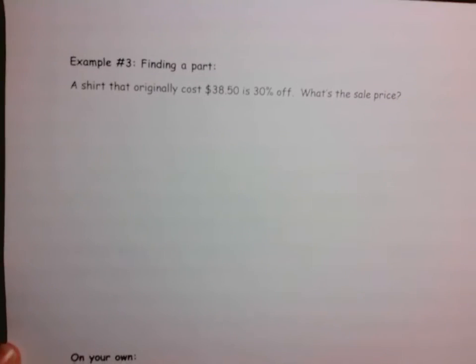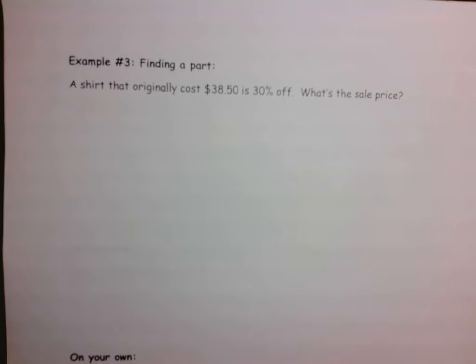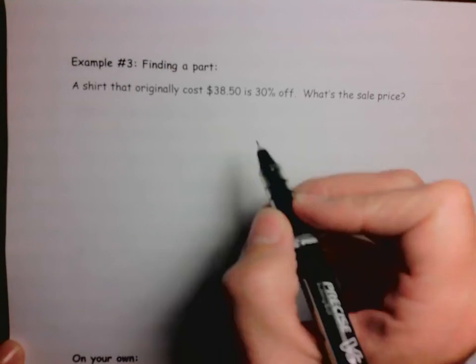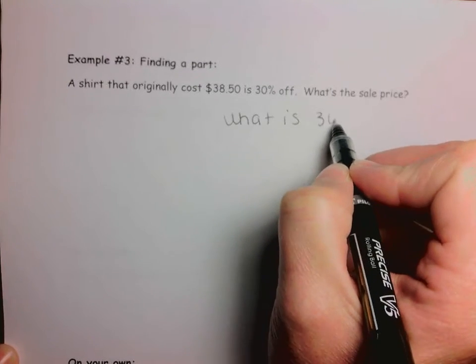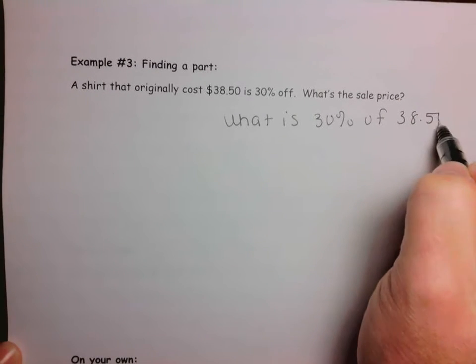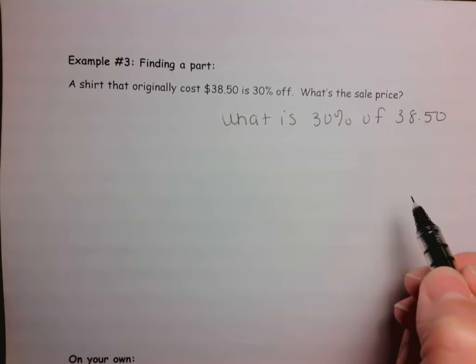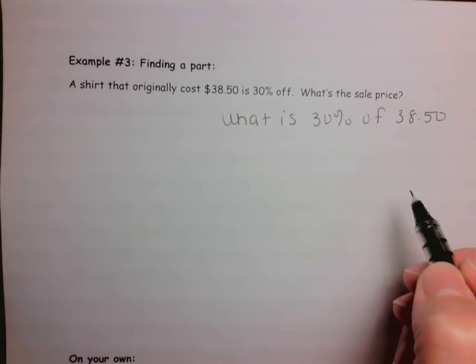A shirt that originally cost $38.50 is 30% off. What's the sale price? So you have to think, what's the question I'm asking myself? You're saying, what is 30% of $38.50? Now that's going to give you your discount. And once you figure out that answer, if you subtract it from the original cost, you'll get your sale price.